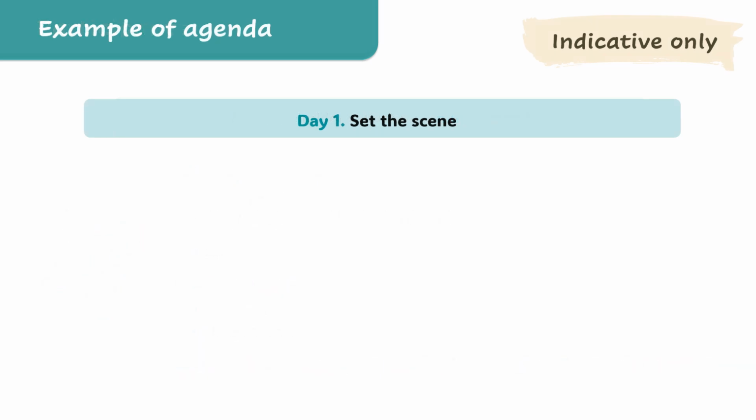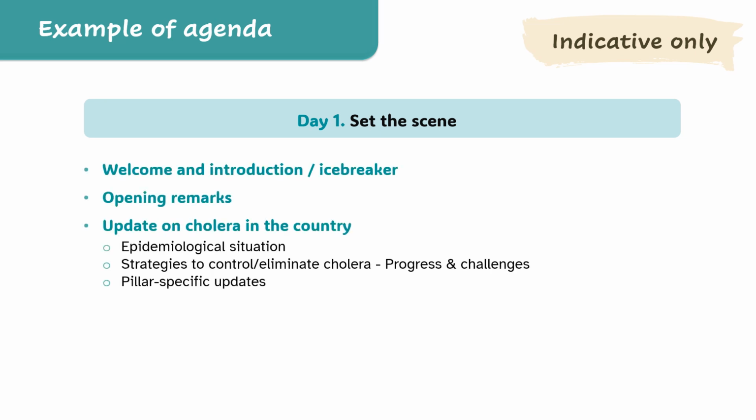Here is an example of a possible agenda for a PAMI workshop. Of course, this is indicative and is only provided as a basis for customization. The focus of the first day can be to set the scene, as all participants may not yet be familiar with PAMI. As background, updates on the cholera situation in your country can be presented covering the epidemiological situation, the strategies against cholera that have been implemented, along with the progress achieved and the challenges that have been faced.